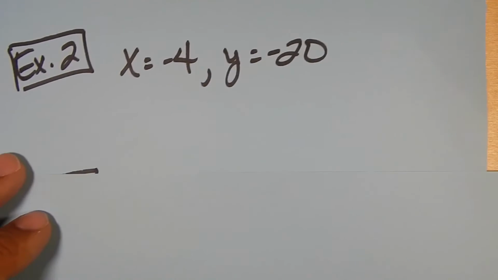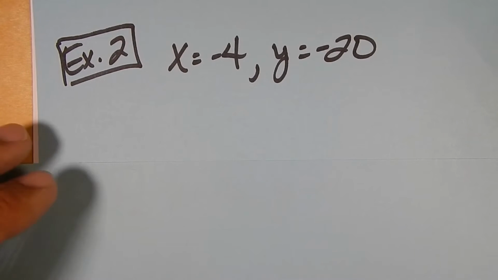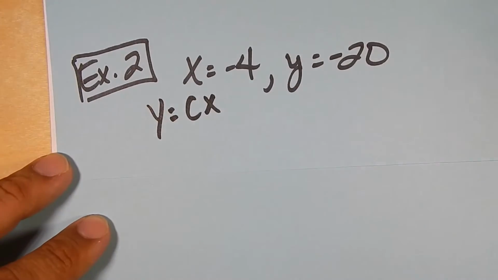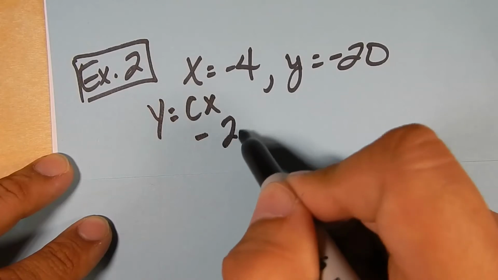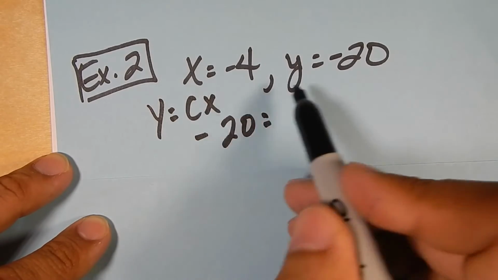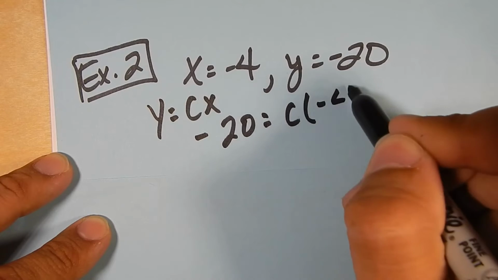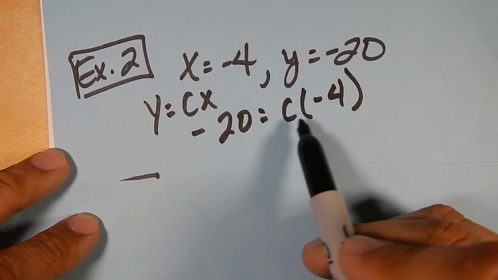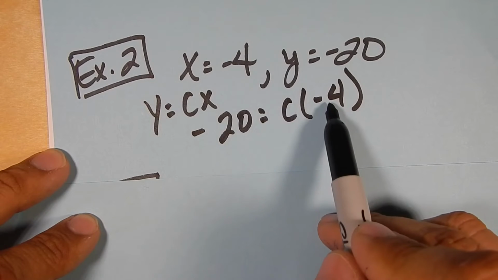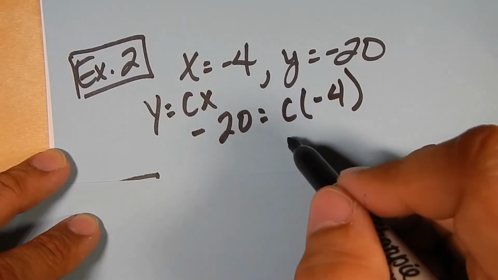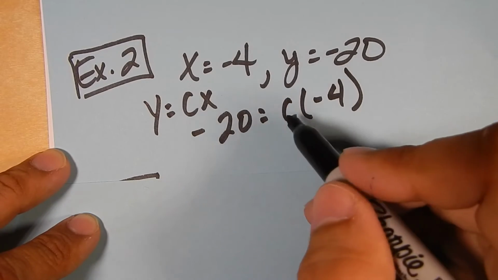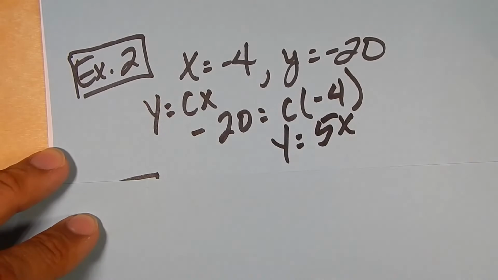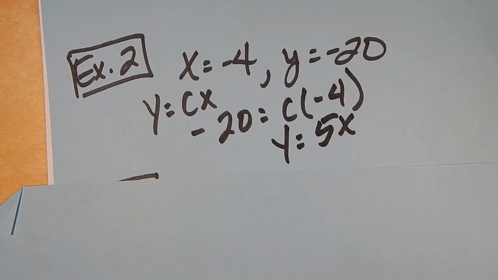So if x is -4 and y is -20, again, we have y equals cx. So -20 is equal to c times -4. And you could probably spot what c is going to equal in this one, because we know that 5 times -4 is -20. So the value for c is going to be 5. So y equals 5x. That is our direct variation.